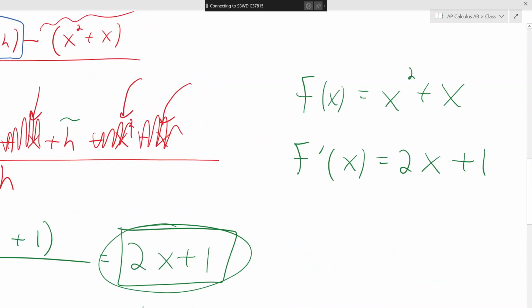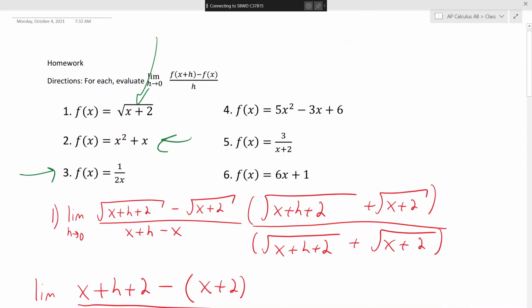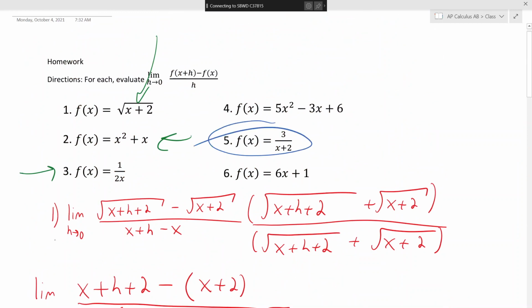All right. 2 more. Here we go. 3 over x plus 2. We're going to do this one right here. Okay, ready? 3 over x plus 2. That looks like this.